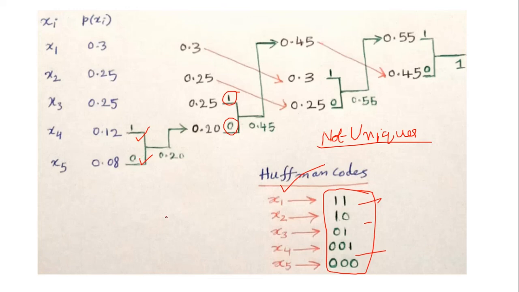Also in this example we have used the rule move as high as possible. This symbol we move as high as possible, this symbol we move as high as possible, but we can also move the symbol as low as possible. In that case we get different codes. That is why Huffman codes are not unique codes. We get different answers for the same problem.